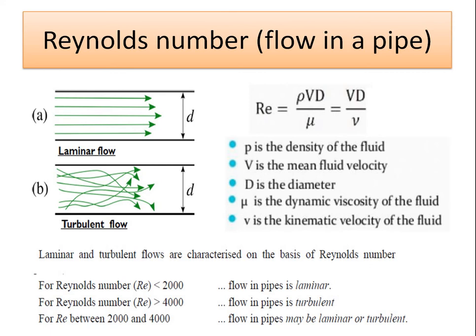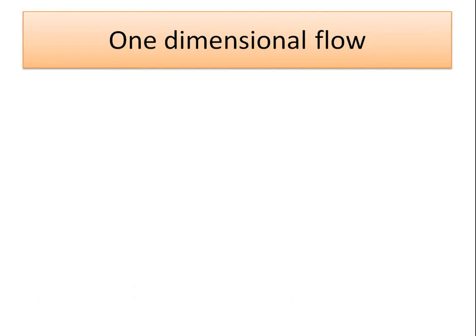So laminar and turbulent flows are characterized on the basis of Reynolds number. If Reynolds number is less than 2000, then flow in a pipe is called a laminar flow. If the Reynolds number is more than 4000, then the flow is called a turbulent flow. And if the Reynolds number lies between 2000 to 4000, then it may be laminar or may be turbulent. That is, it is in a transient situation.